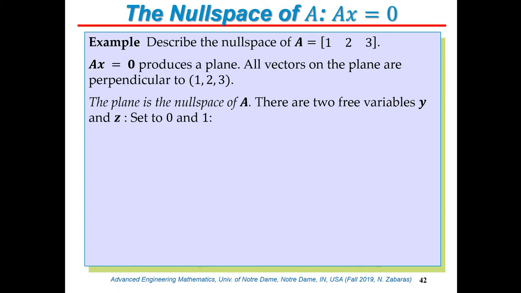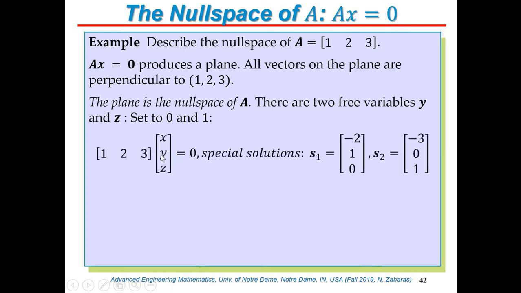So effectively, we said the null space is a plane, right? To define the special vectors in that plane, what we can do is set each of the free variables separately equal to 1 and the other free variable equal to 0, and then from the equation of the plane, compute what x is. Okay, so let's do that.